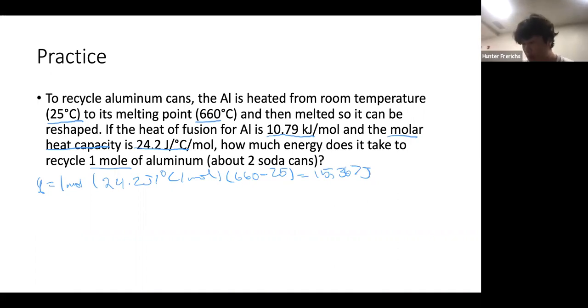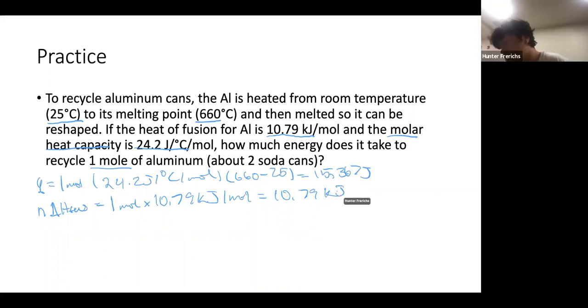Now that you have that, you want to do your phase change, solid to a liquid, your delta H of fusion. So n delta H of fusion. You have your number of moles, 1 mole, times your delta H of fusion, which is 10.79 kilojoules per mole. That just gives you 10.79 kilojoules.